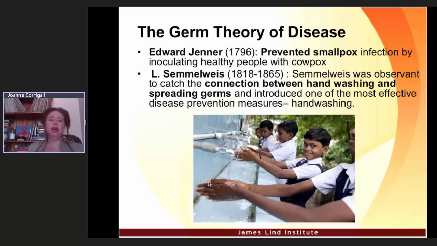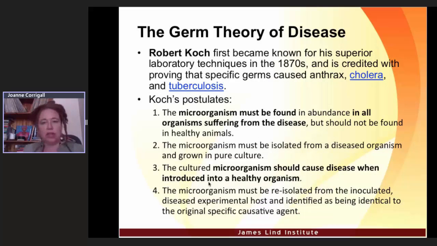The other person who one always speaks about when you're looking at the germ theory of disease is Robert Koch. He really was somebody who developed very superior laboratory techniques, which of course were important in identifying the specific germs that caused anthrax, cholera, and TB. Through his observations and his studies, he developed 4 postulates which really referred to the causality of disease.